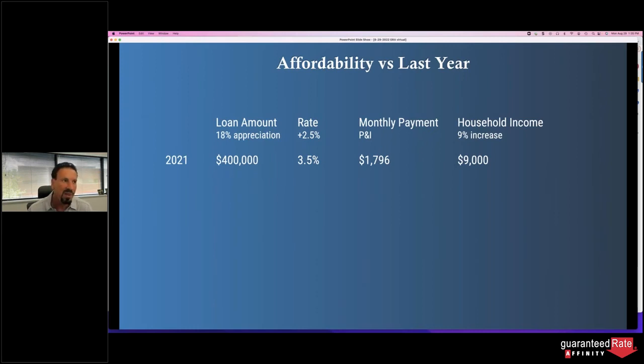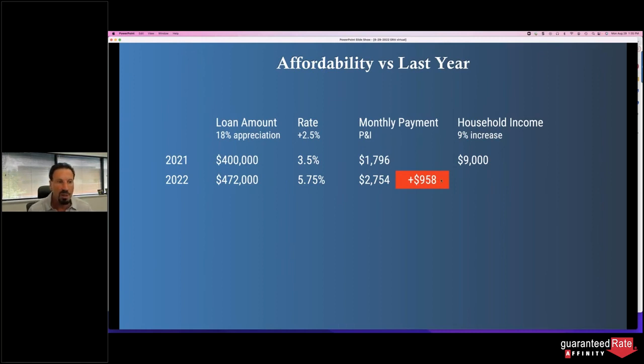Now, to qualify for that, you'd probably have to have two income earners earning between $4,000 and $5,000 a month in the house. This year, home values have gone up 18%. So let's say you have to take out a mortgage this year, 18% higher. So instead of 400, you need to borrow 18% more than that, or 472. And this year rates are 5.75 instead of 3.5. So your payment is up by $950 a month.